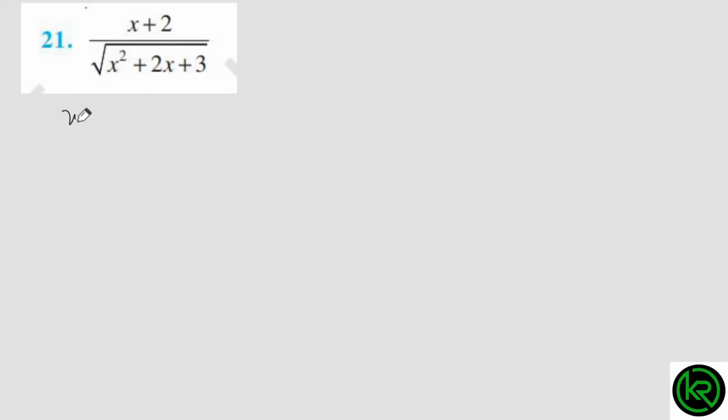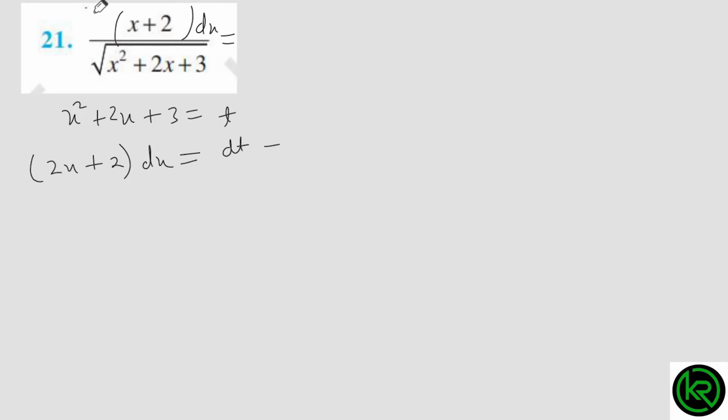Next student, next question 21, x square plus 2x plus 3 we will take equal to t, and we will differentiate both sides with respect to x. We will get 2x plus 2 dx equal to dt. Okay, and this dx you can make first equation, and this is second equation.